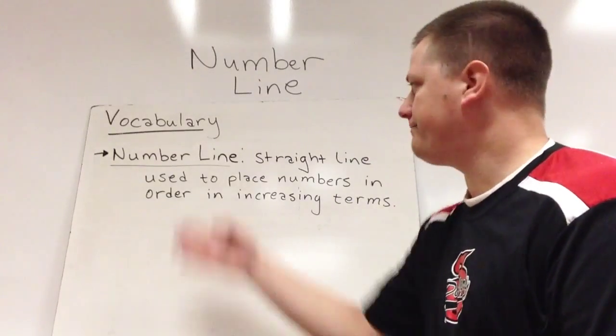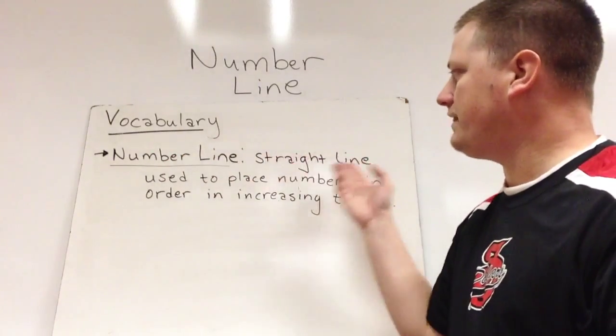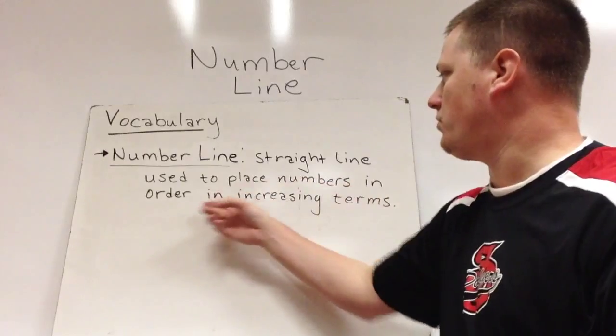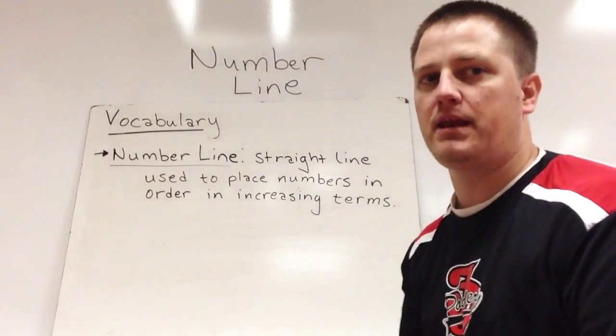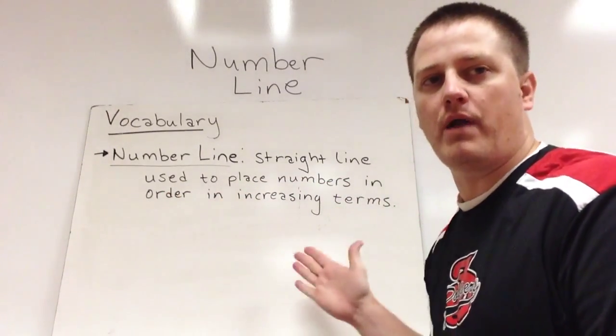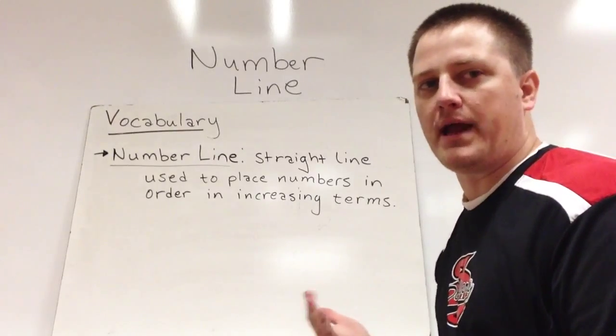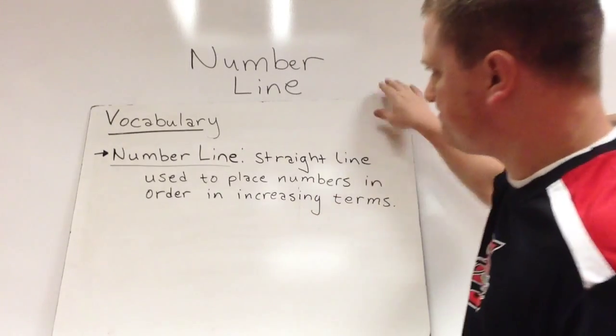Our vocabulary: the number line, a straight line used to place numbers in order in increasing terms, meaning left is small, right is big. So as we go to the right, we get larger.